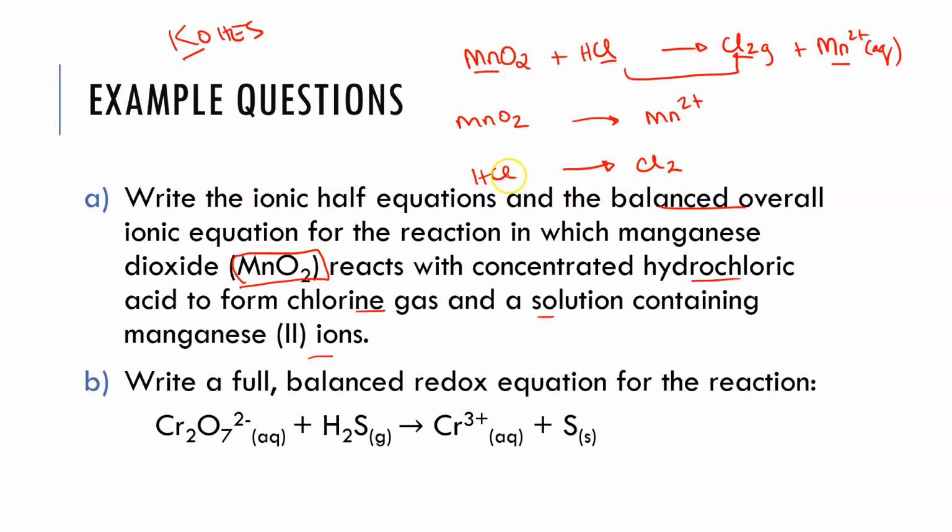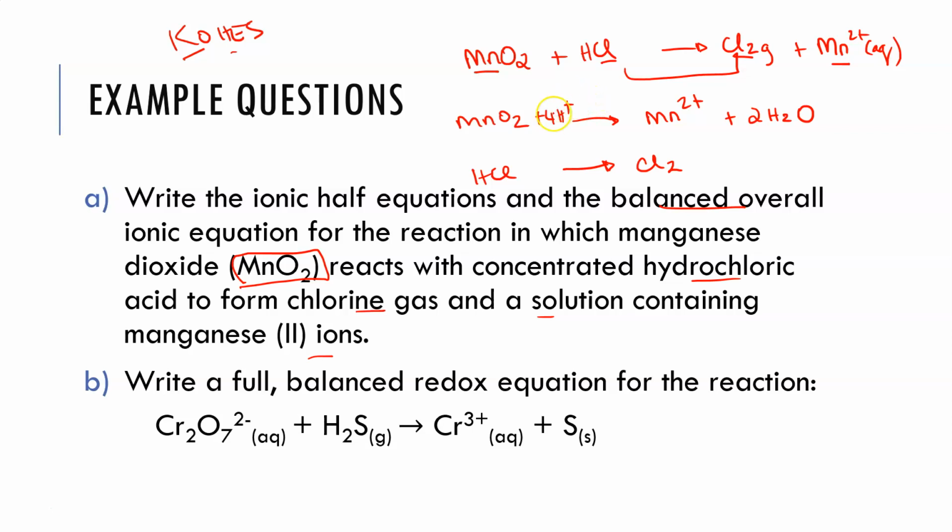I can see here, let's start with manganese, Mn, that's all good. I can move now to O. I have 2 oxygens on the left hand side, none on the right hand side, so I'm going to add 2 waters. Now I've done oxygen, I'm going to do hydrogen. I have 2 lots of 2 hydrogens here. That means I've got 4, so I'm going to add 4 H+ onto my left hand side.